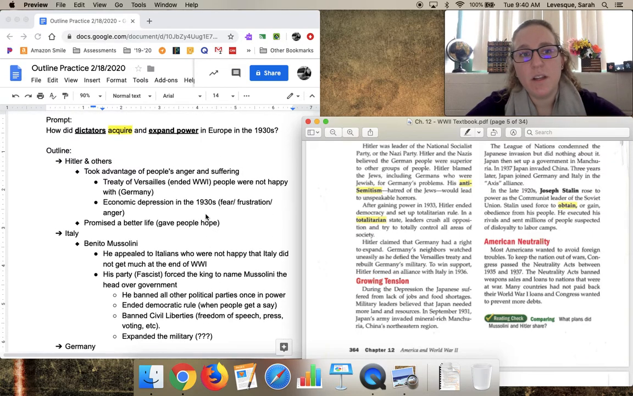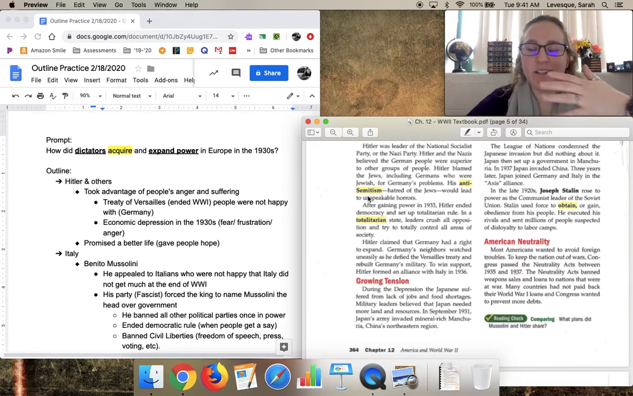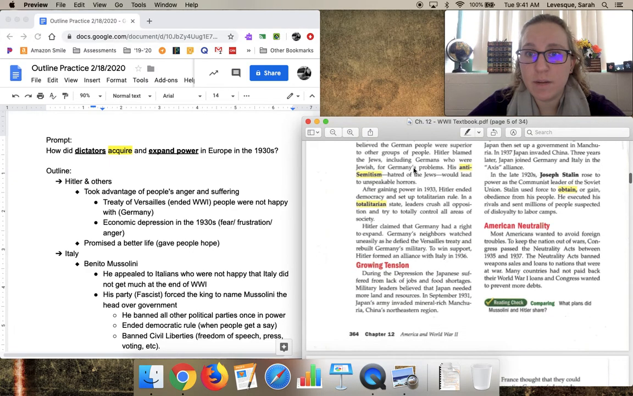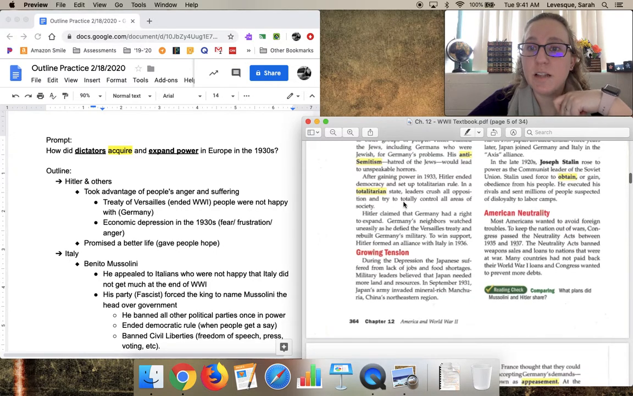Okay, so remember, yes, it's talking about anti-Semitism, and yes, it's talking about extreme racism, but our prompt here is asking us, how did a dictator acquire and expand their power? We're not talking about his beliefs, we're not talking about his motivations. We're looking just for expanding and gaining power. So this second paragraph right here, it says after gaining power. When I see that word, it makes me go, okay, there's going to be information here that I could use. So after gaining power, Hitler ended democracy and set up a totalitarian rule.